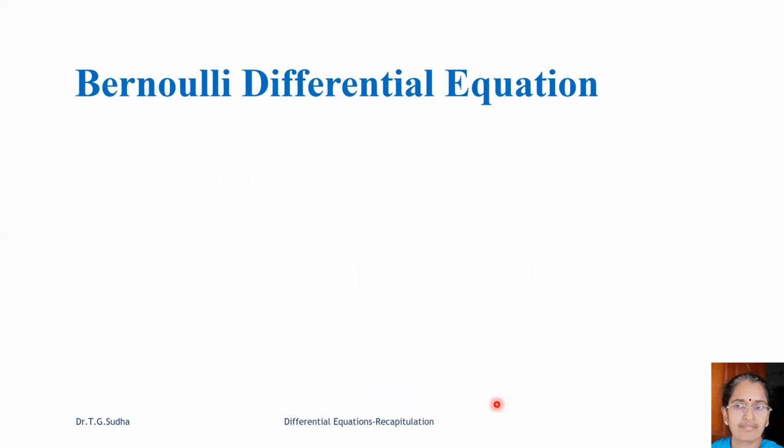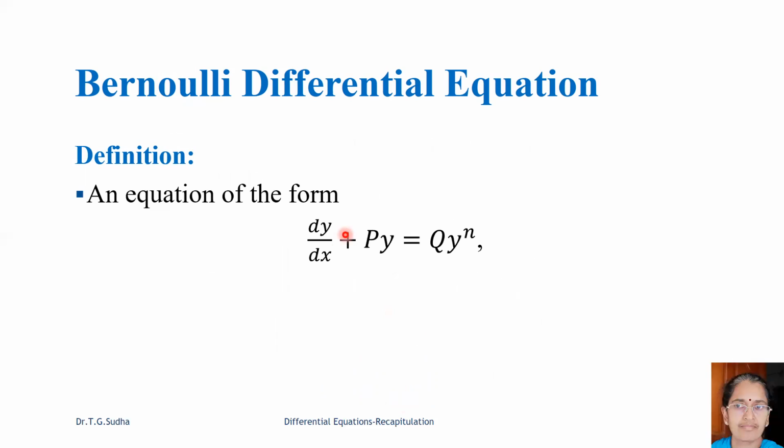Now let us move on to Bernoulli's differential equation. Let us begin with the definition. An equation of the form dy by dx plus py is equal to q into y to the power of n. So the difference between the Leibniz linear equation and Bernoulli's differential equation is y to the power of n on the right hand side.